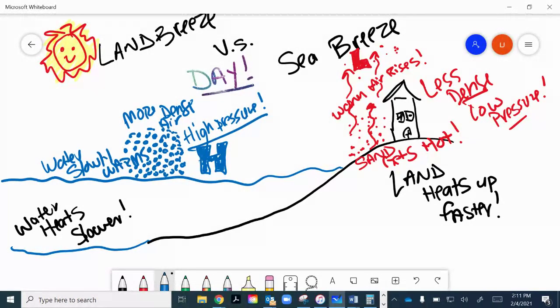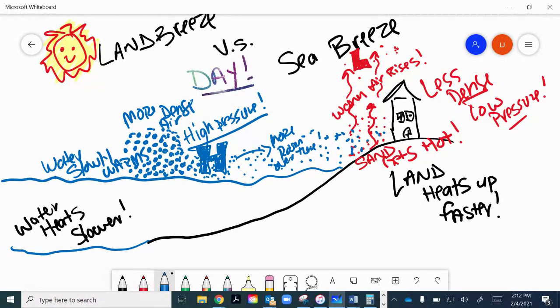It's heavier. So what happens then is all these air particles, they're all packed together tightly. And they say, check it out, there's more room. Look, there's more room over there. So let's travel over there. So they do. They start to spread out and they start to move onto land like this.